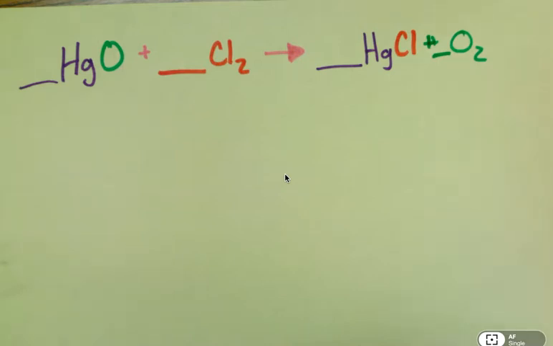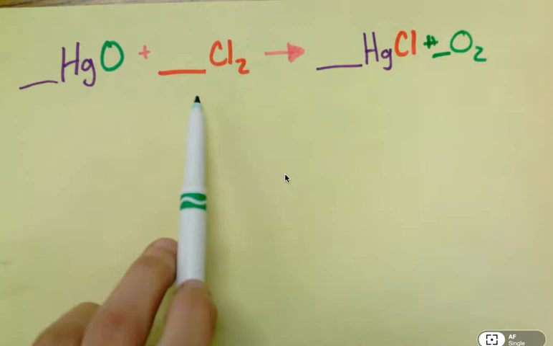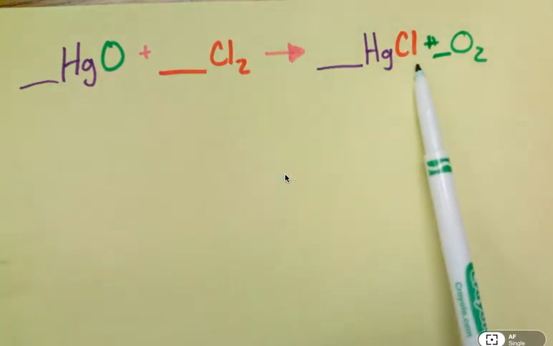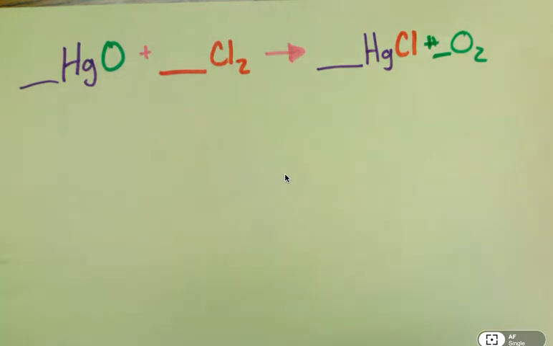This is Miss Scott coming to you with a video on how to balance simple chemical reactions with just a few easy steps and some diagrams. So let's go ahead and get started with the problem we have here. We have mercury oxide plus diatomic chlorine yields mercury chloride plus diatomic oxygen.